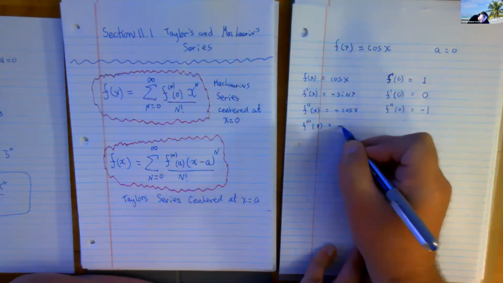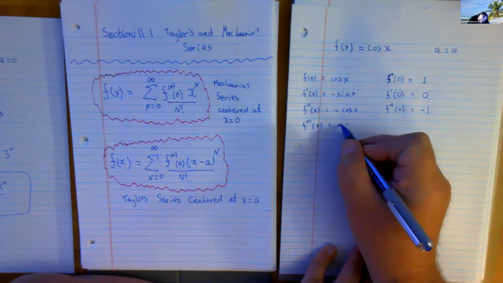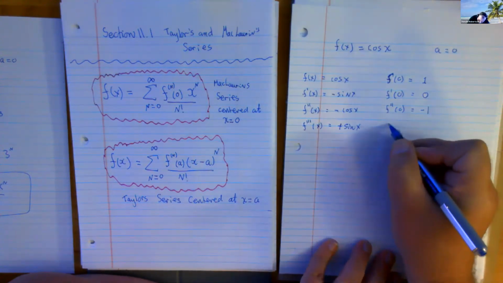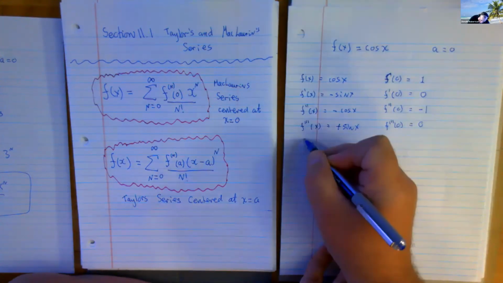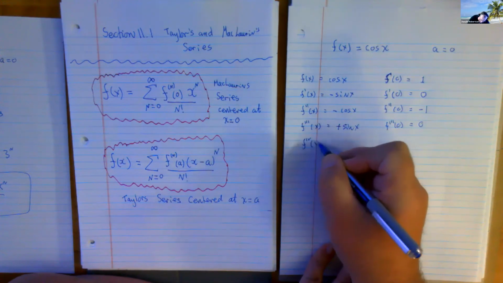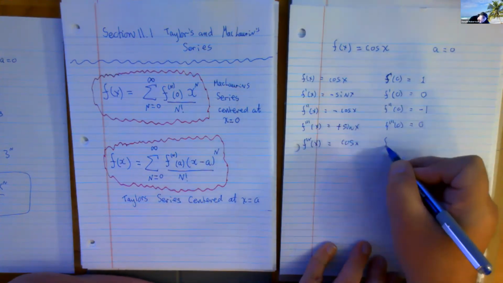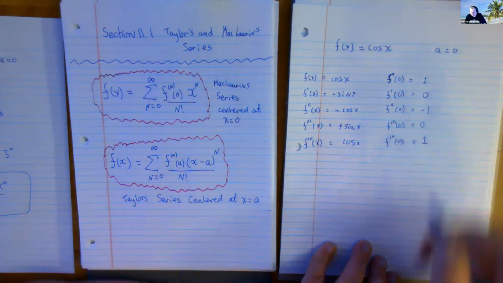If you do the third derivative, you get positive sine x. And that guy at 0 gets you 0. If you do the fourth derivative, oh, you get back to cosine x. And so the answer is 1.